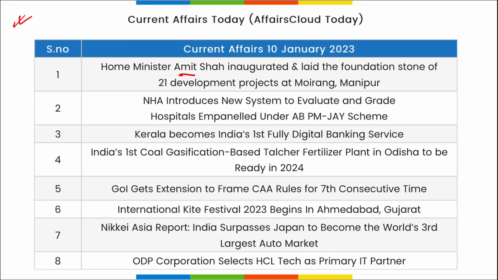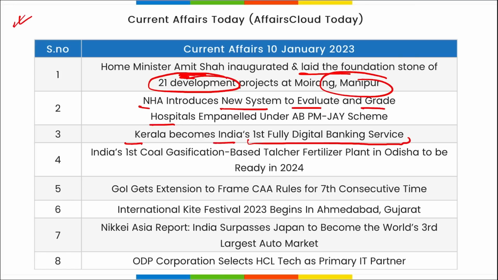Home Minister Amit Shah inaugurated and laid the foundation of 21 development projects in Manipur. NHA introduced a new system to evaluate and grade hospitals. Kerala became India's first fully digital banking service state. India's first coal gasification based Talcher fertilizer plant in Odisha to be ready by October 2024. Government of India got an extension to frame CA rules for the 7th consecutive time. 6 months extension has been given here.